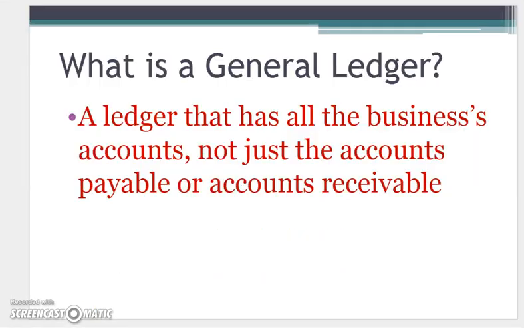So what exactly is a general ledger? This is a ledger that has all of the business's accounts. Remember, subsidiary ledgers only had specific accounts, like accounts payable and accounts receivable. The general ledger has all of the business's accounts, so this would be things like cash and supplies and the capital account and all of the expense accounts and sales and so on. Think about the ledgers that we used whenever we did transactions for small businesses. That was a general ledger because it was a ledger that had all of the business's accounts. So corporations use these too.